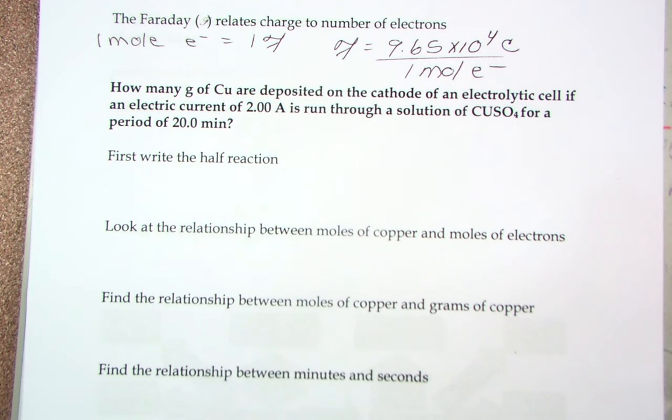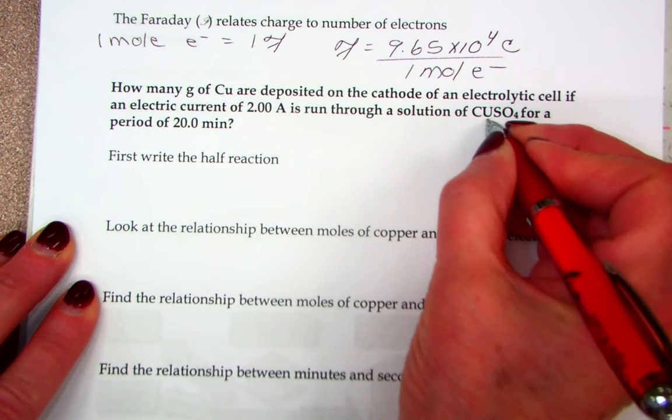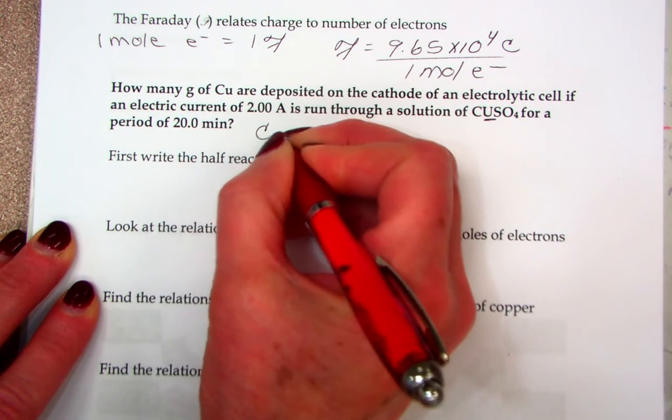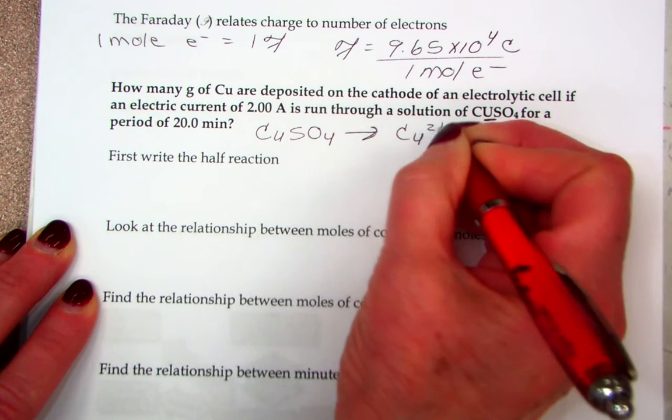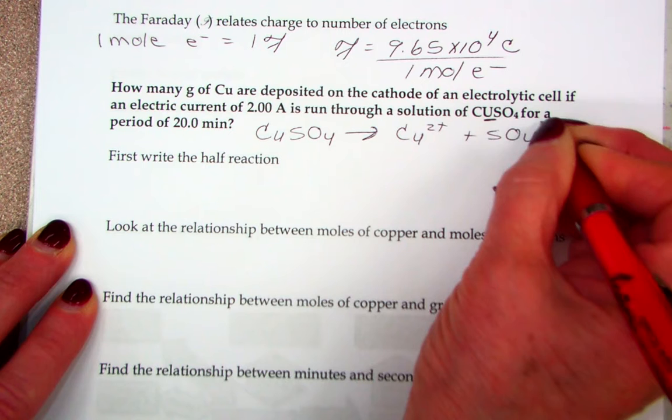How many grams of copper are deposited on the cathode of an electrolytic cell if we run an electric current of 2 amps through a solution of copper sulfate for a period of 20 minutes? When we're dealing with electrolysis, we deal with half reactions a lot of the time, because we're looking at what's going on in one half cell, either the cathode or the anode. So we start off with copper sulfate. It's going to go into solution and produce copper ions and sulfate ions.